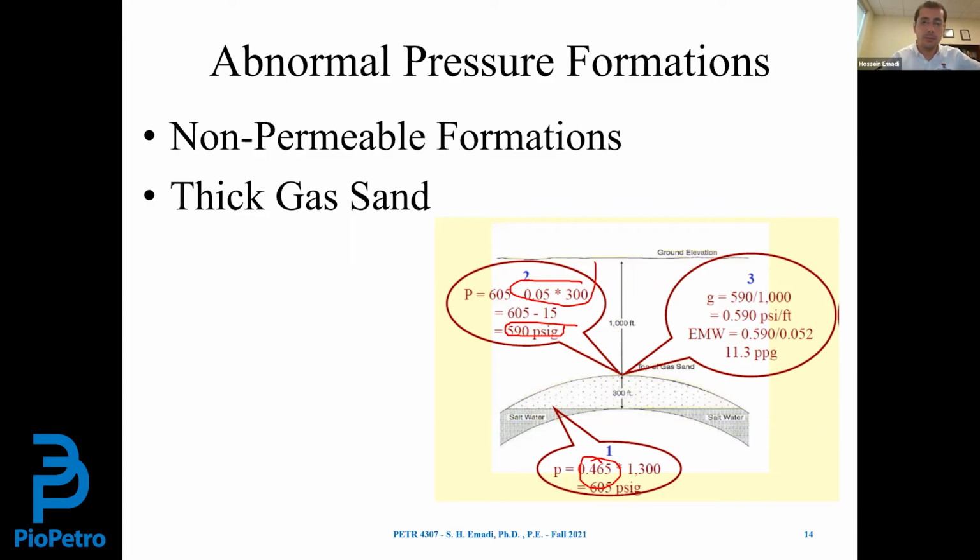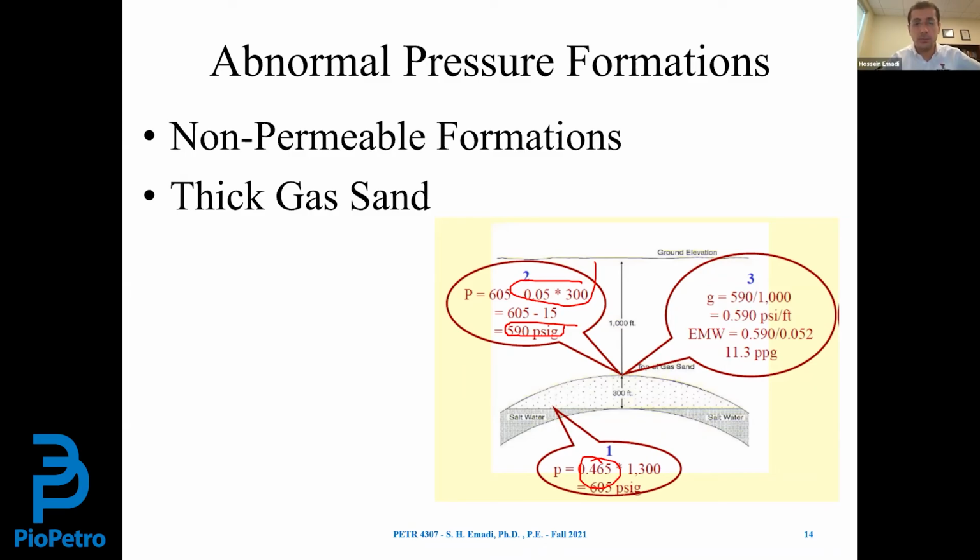Now we know that the pressure is 590 psig. We know the TVD, which is 1,000 feet. So we know the pressure gradient is 0.59 psi per foot, and obviously that is more than 0.465. And this is the definition of an abnormal pressure formation.